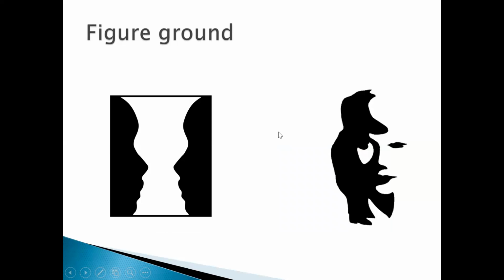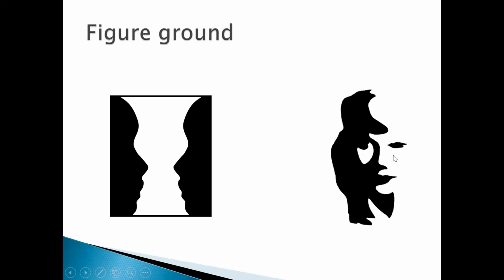Figure ground is a really neat one to think about because your perception of an object completely depends on what you determine the object and the background to be. And so in this example, you could either have a white chalice with a black background, or if you were to make the white part the background, it would be 2 faces facing each other with a white background in between.